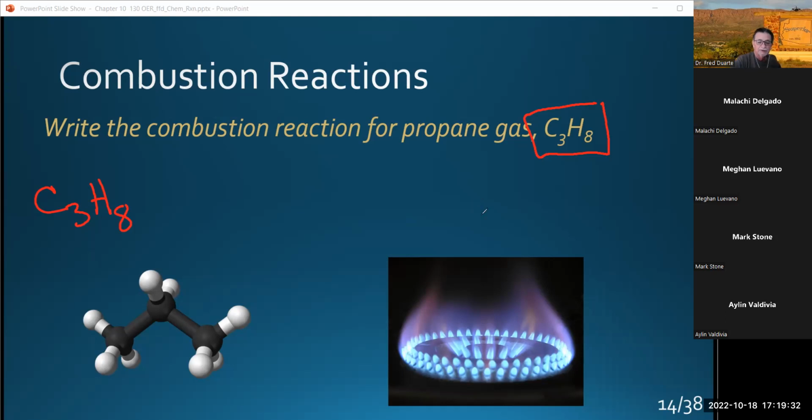You need oxygen. And so the situation could be this. You could be given the problem, write the combustion reaction of propane gas. And that's how they give you. Well, the key is combustion, okay? The second key is the formula they give you. You may not know what the formula is, but recognize it is nothing but carbon and hydrogen. So you have a combustion reaction of a hydrocarbon.